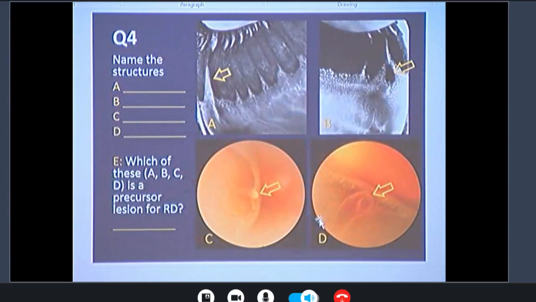Question number four. You have four structures in the periphery of the retina. These are common features of the peripheral retina that we saw in the lecture of anatomy. A, this thing here. B, this thing here. C, this thing here. And D, this thing here. So what is the name of these four lesions? And which one or ones from these predispose to retinal detachment?